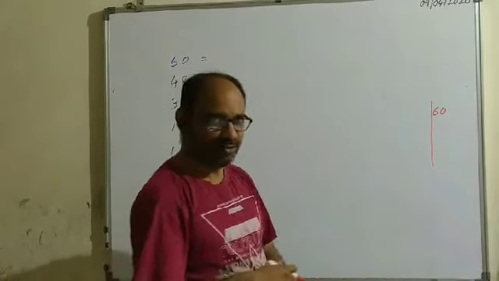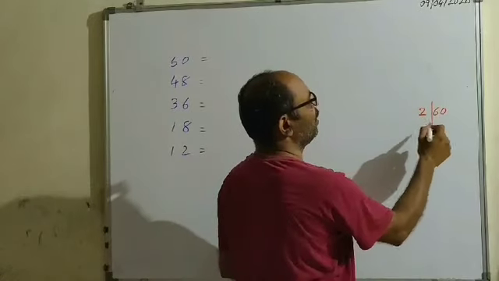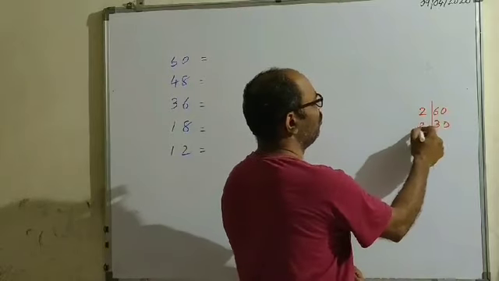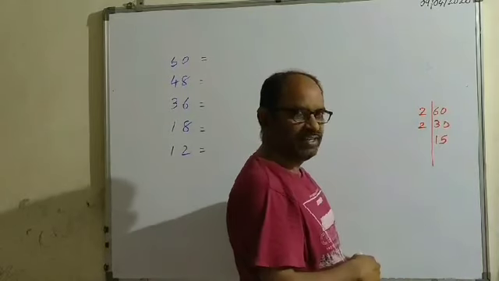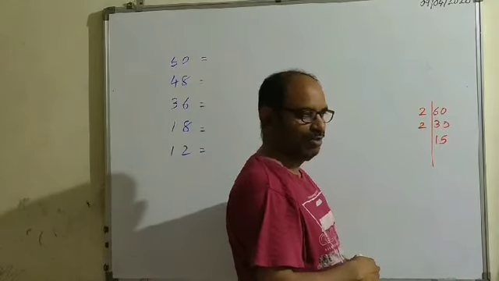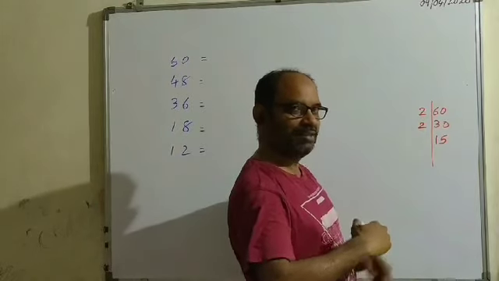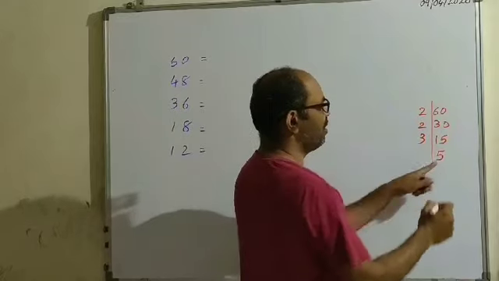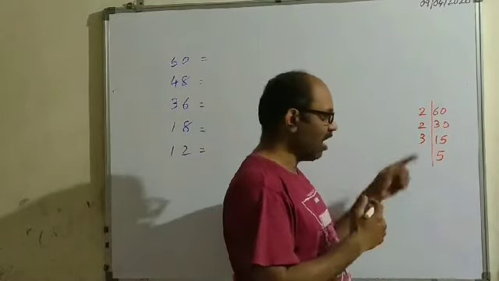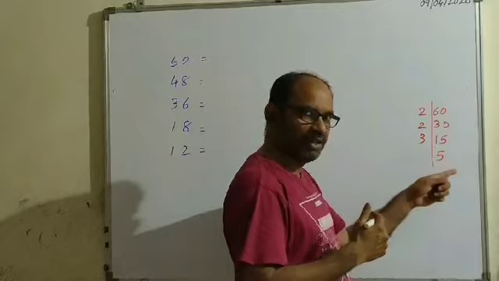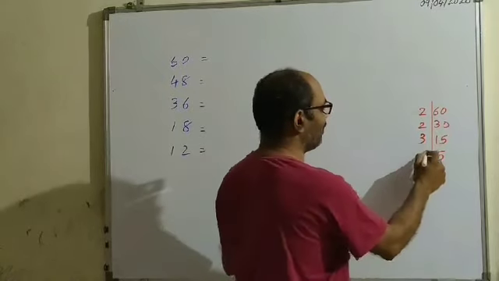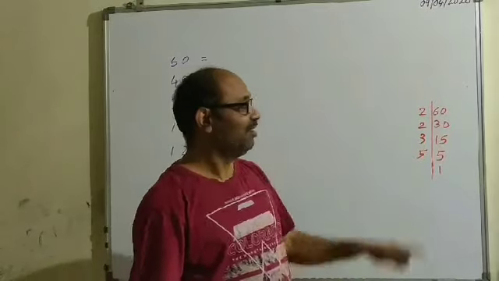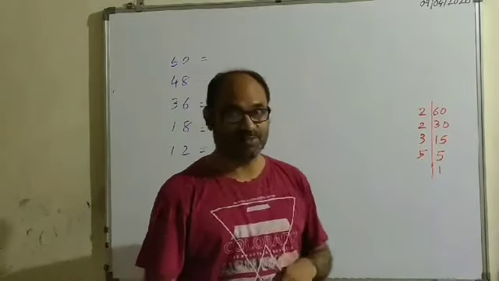60 is divisible by 2. 2 30s are 60. This you know very well. 2 15s are 30. Now 15 is not divisible by 2. What is the next prime number that divides 15? 3. Yes, 3 5s are 15. Now 5 is not divisible by 3. So after 3, what is the next prime number which will divide 5? 5. Correct. 5 1s are 5. So what you have done is you have found the prime factors of 60.